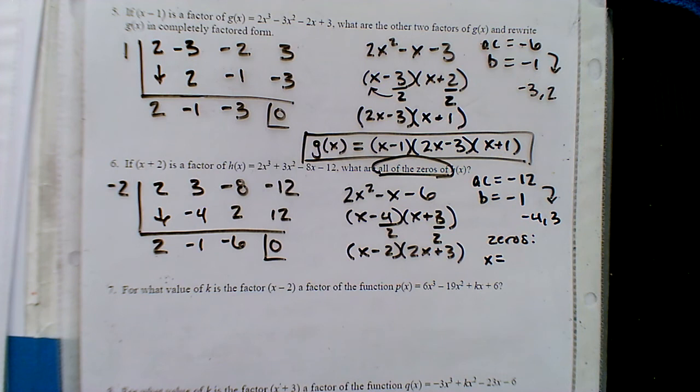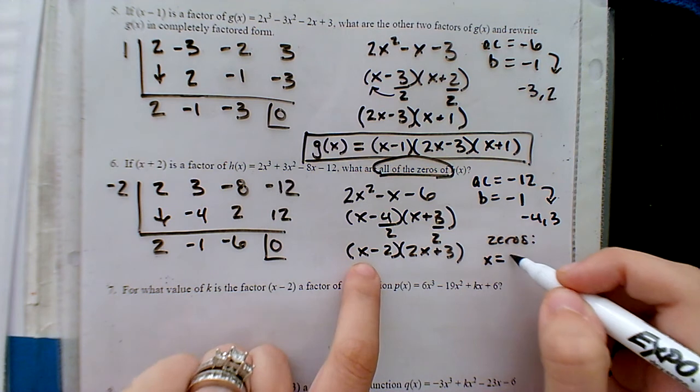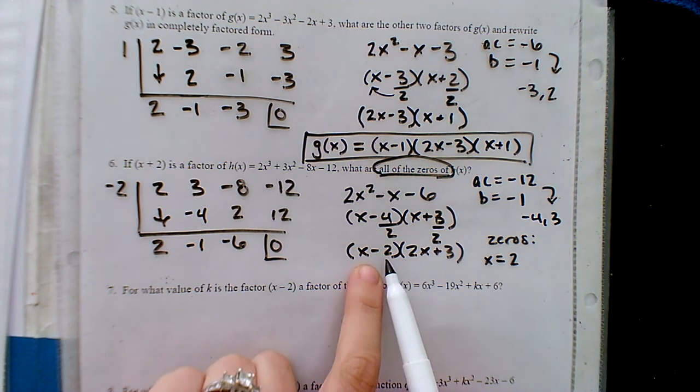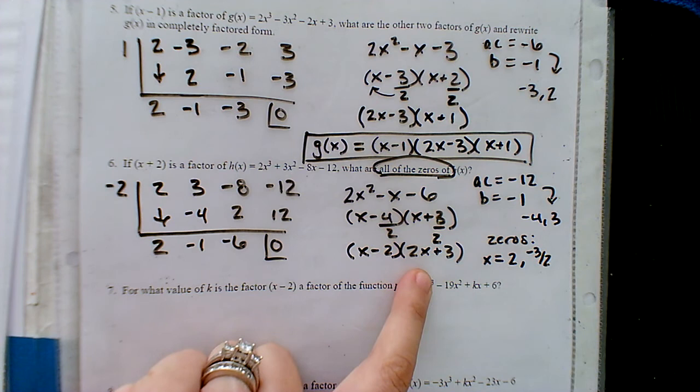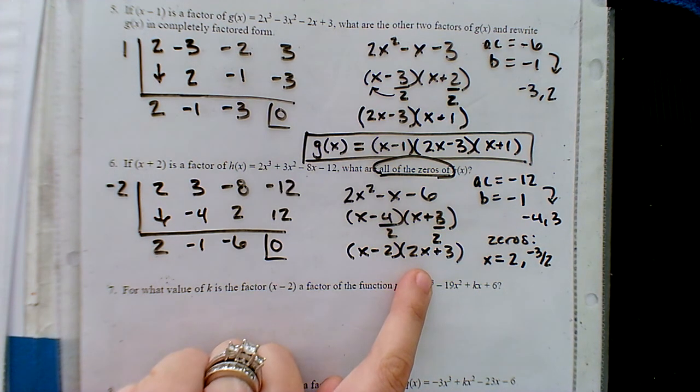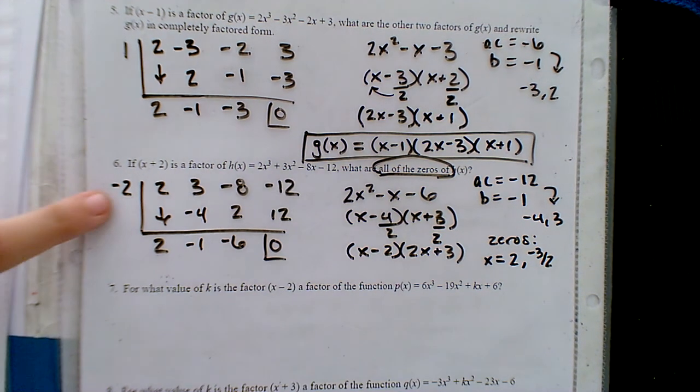Based off the factors that we found, what are the x-intercepts? Can we list them? Go, Julia. 2, okay, from this factor. Negative 3 over 2 from the other factor. There's one more. Yeah? Negative 2.